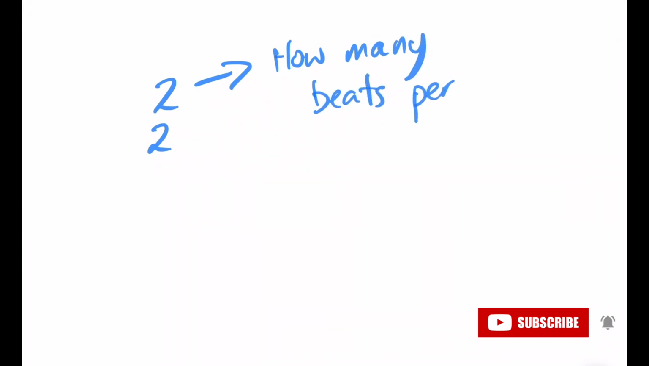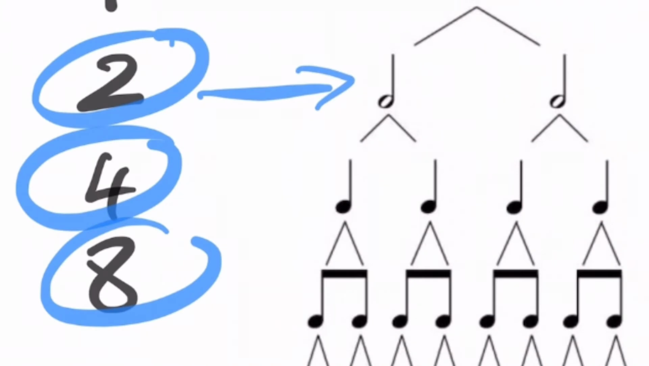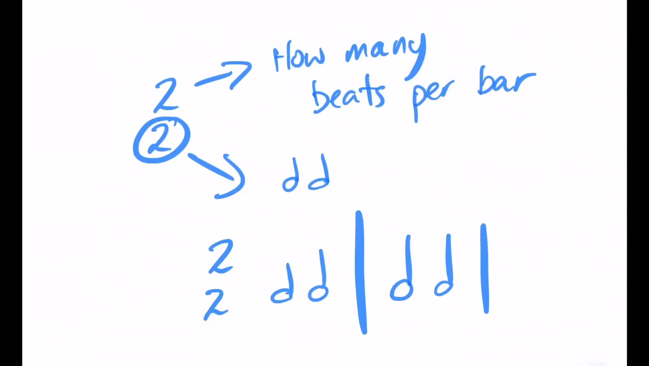So of the two numbers that you will see in a time signature, such as 2, 2, the top number always represents how many beats in a bar, and the bottom number always represents what type of beats they are, which is in accordance to the chart on the previous page. So 2 was in the place for minims. So that means we will have 2 minim beats in each bar in the time signature 2, 2.